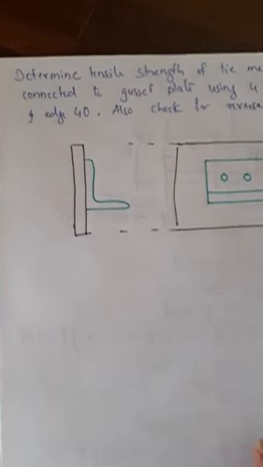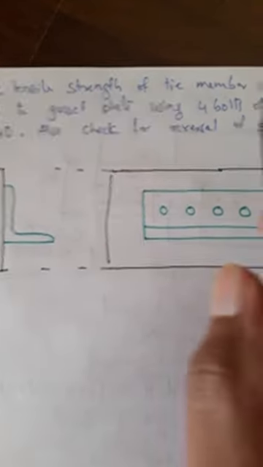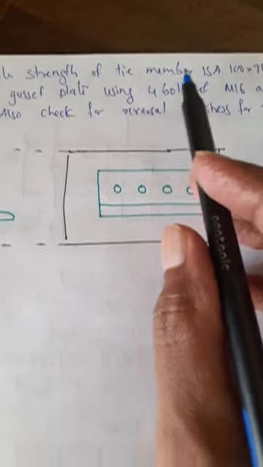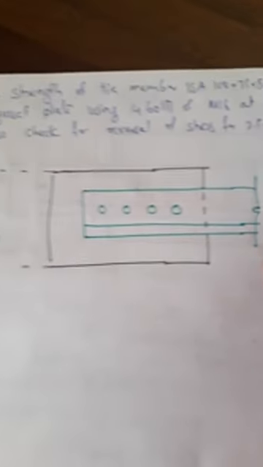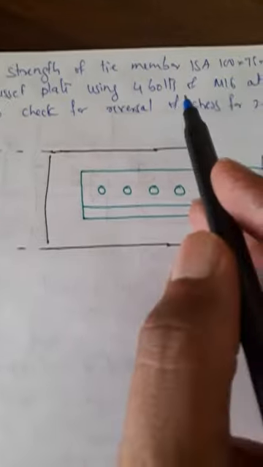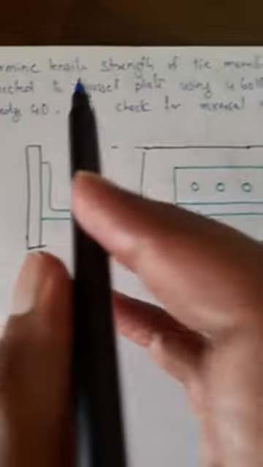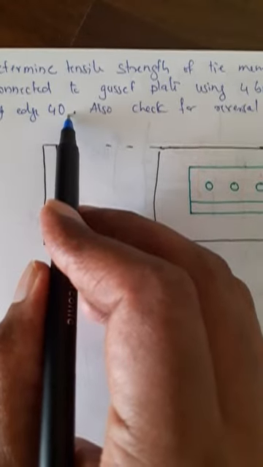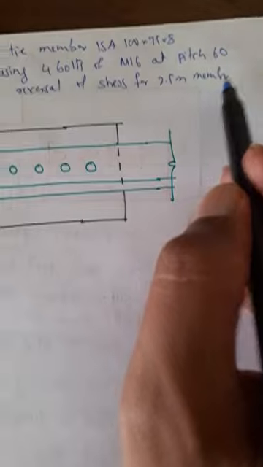Today we'll start with analysis of tension member. Determine the tensile strength of tie member. Tie member is nothing but a tension member of a truss. Tie member 100 by 75 by 8 connected to a gusset plate using 4 bolts of M16 dia at pitch 60 mm and edge distance 40 mm. Also check for reversal of stresses for 2.5 meter tension member.